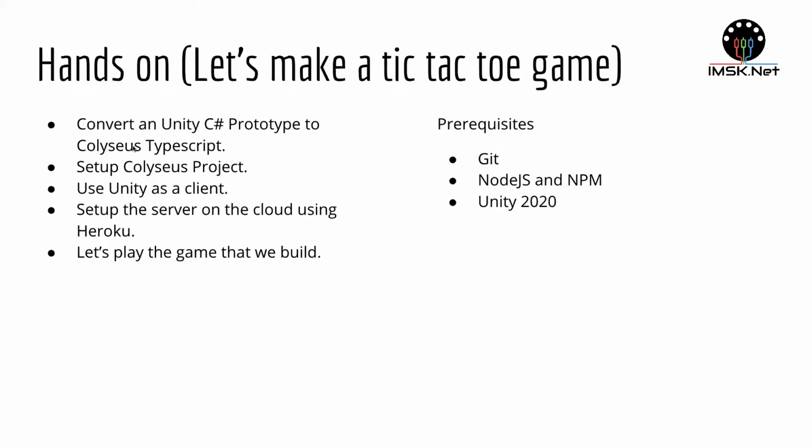What we're going to basically do is convert an existing Unity C# prototype that I made into Colyseus TypeScript, right? So we are going to convert the game logic to a server logic, and we'll set up a Colyseus project, and then we use Unity as a client, and then if time is still there, we'll upload that inside Heroku, and let's get to play the game that we built.